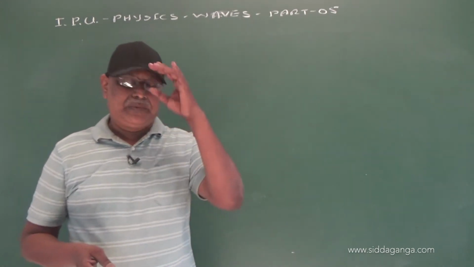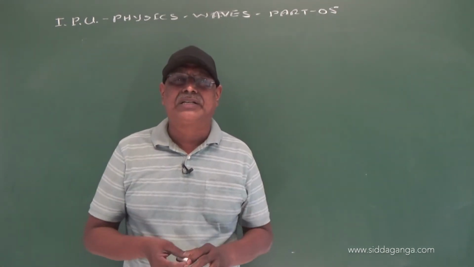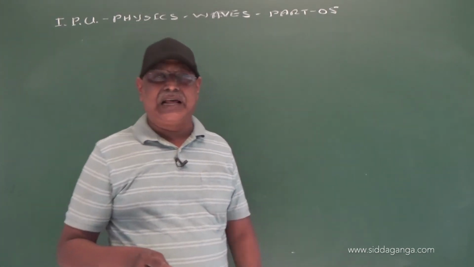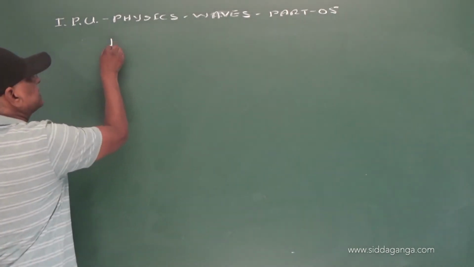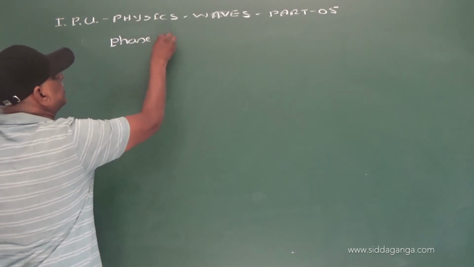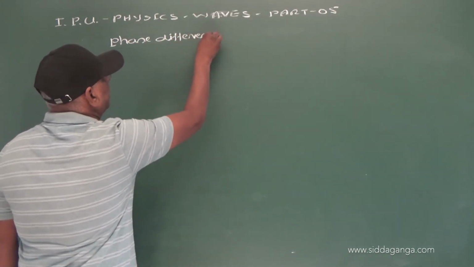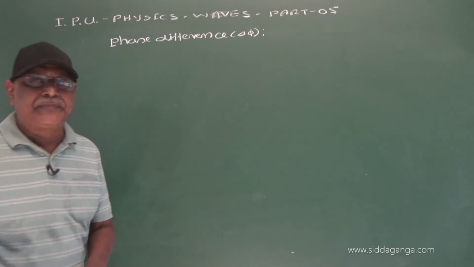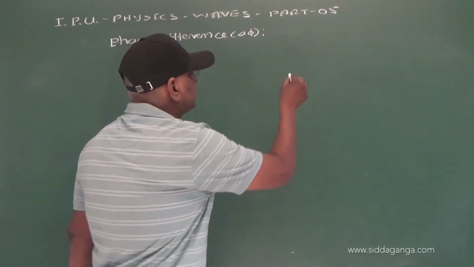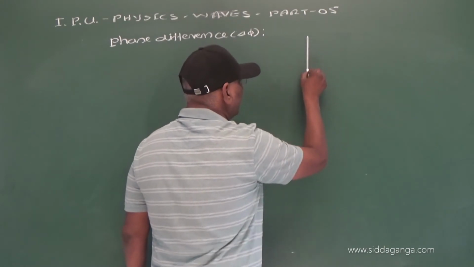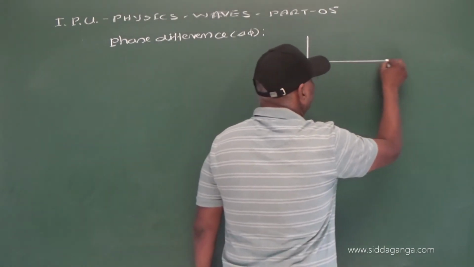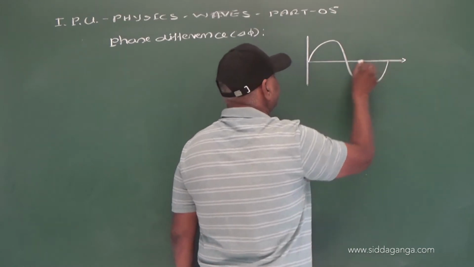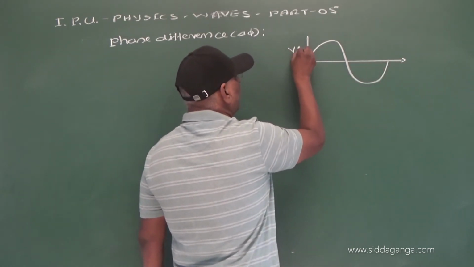Now, so far we have discussed the phase of a vibrating particle. Now we will take another term, that is phase difference. Delta phi, it is represented. Now let us consider a progressive wave propagating through a medium. This is origin O, Y, T.